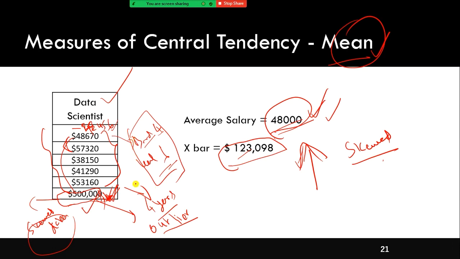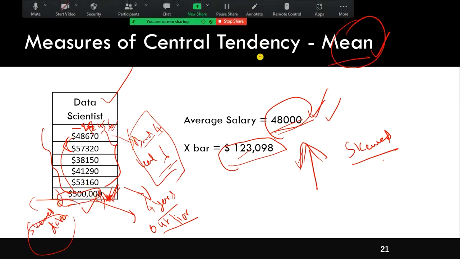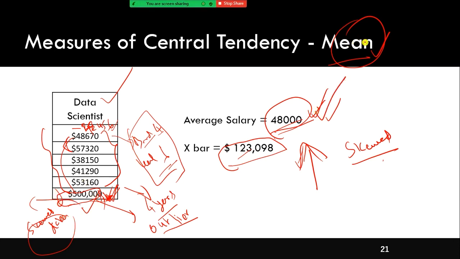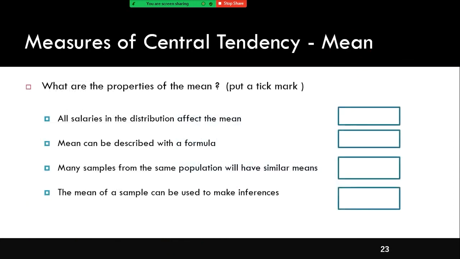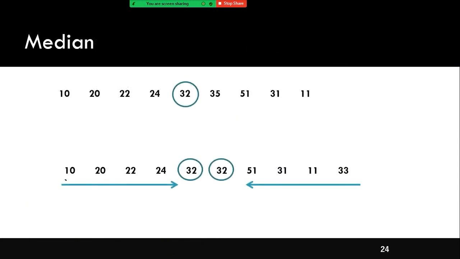So to conclude, if you don't have an outlier in your data set, then you can go for mean. You can do the average. If you have skewed data, which means if you have an outlier, an unusually very high value or unusually very low value, then don't use mean at all. We have some other measure you can use. What is the other measure? The other measure is called median.